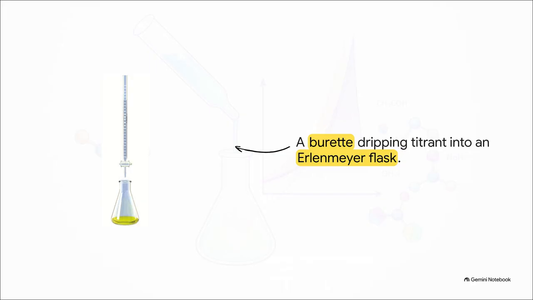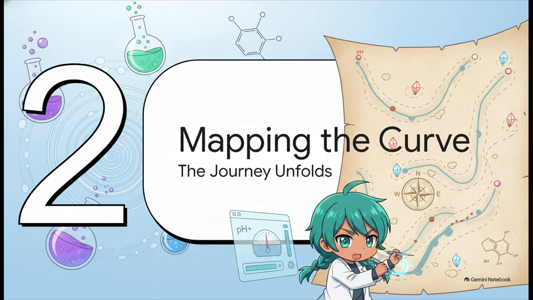And how do we solve that mystery? With a classic titration. We take a known, standardized solution, our titrant, hanging out up in that long glass tube called a burette, and we slowly drip it into our unknown analyte down in the flask below, right until the acid is entirely neutralized. Moving on to Section 2, mapping the titration curve, the journey unfolds.